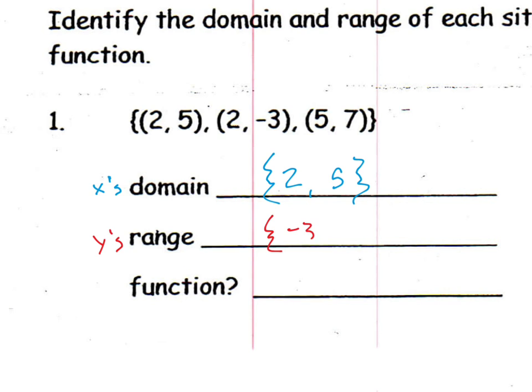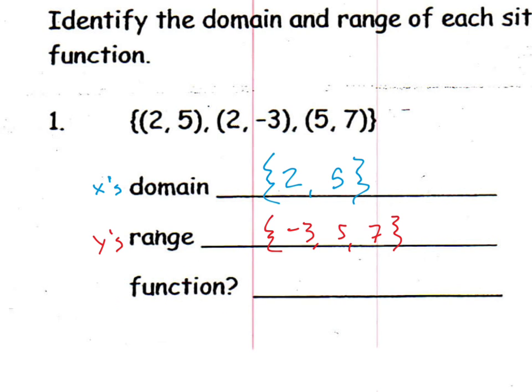Alright, did you get -3, 5, 7? If you did, congratulations. If you didn't, remember we're writing least to greatest and no repeats, and the ranges of the y's. So we got 5, -3, and 7. Rearrange it so it's least to greatest. And then the next part, it's asking you if it's a function.